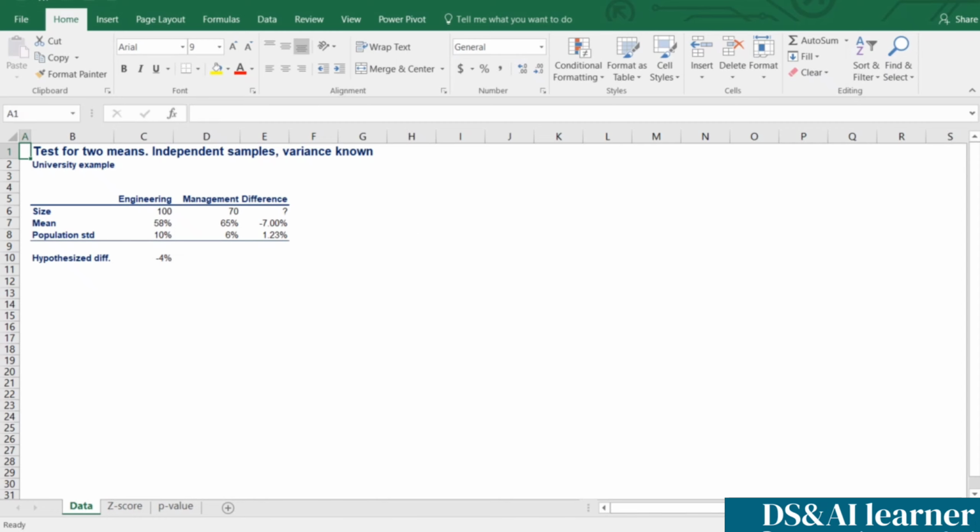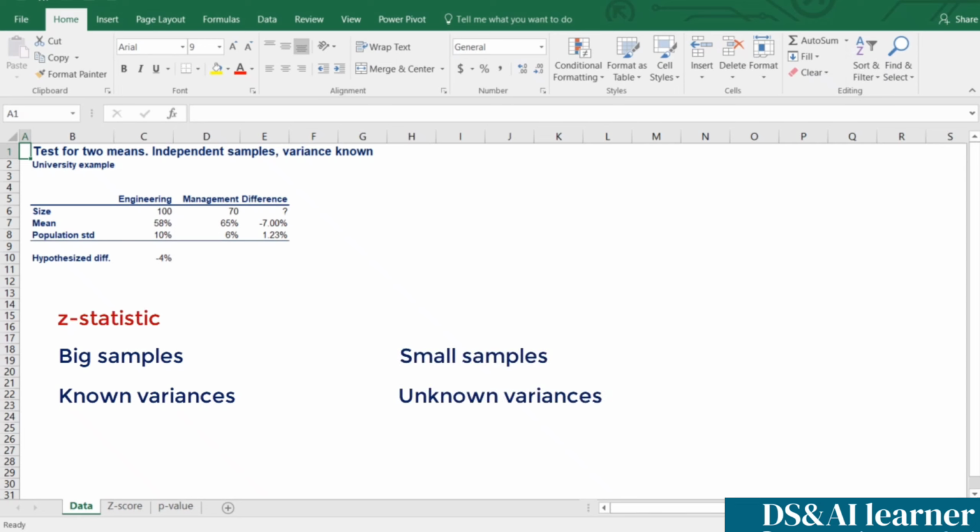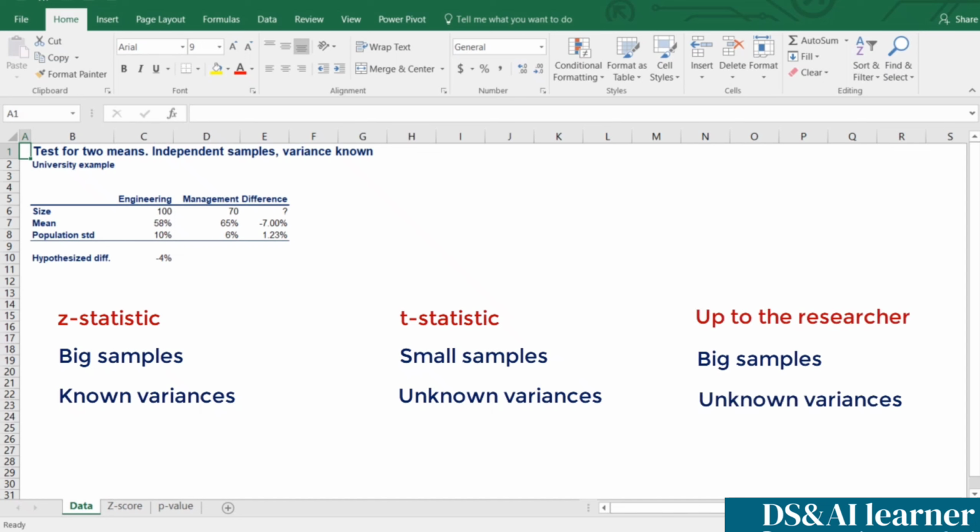All we have left is to compute the test statistic. We have big samples and known variances, therefore, we can use the z-statistic. I hope you are getting the point. Small samples and unknown variances means t. Large samples and known variances means z. When we have large samples and unknown variances, it is up to the researcher, but generally it is okay to use z in that case as well.